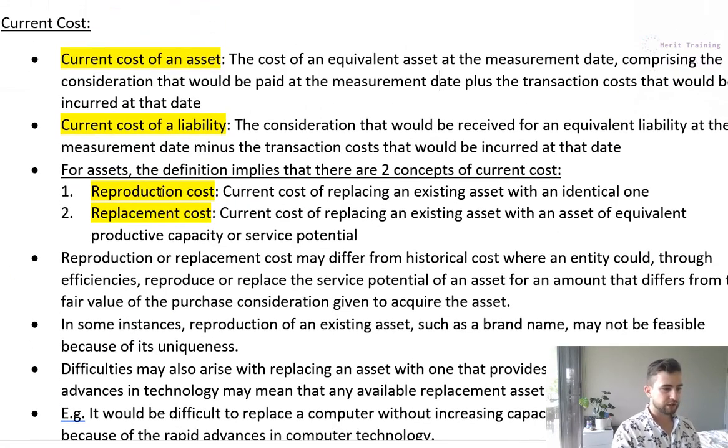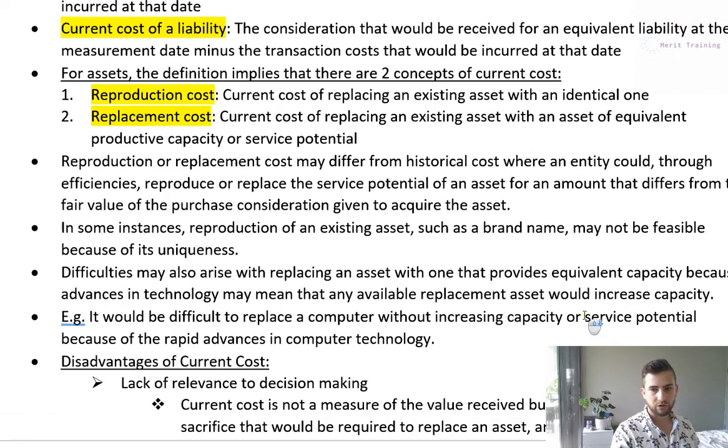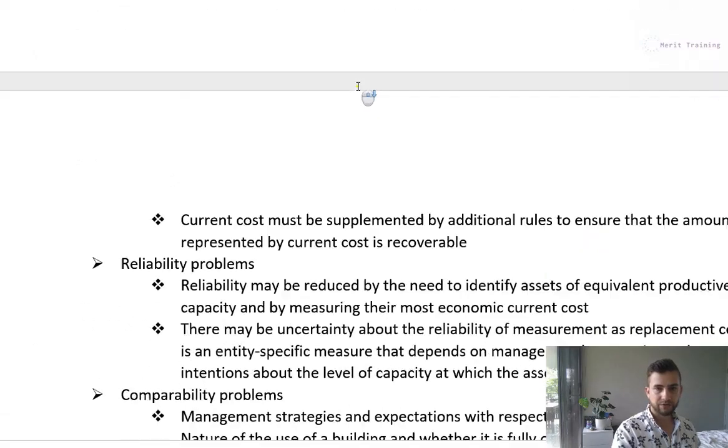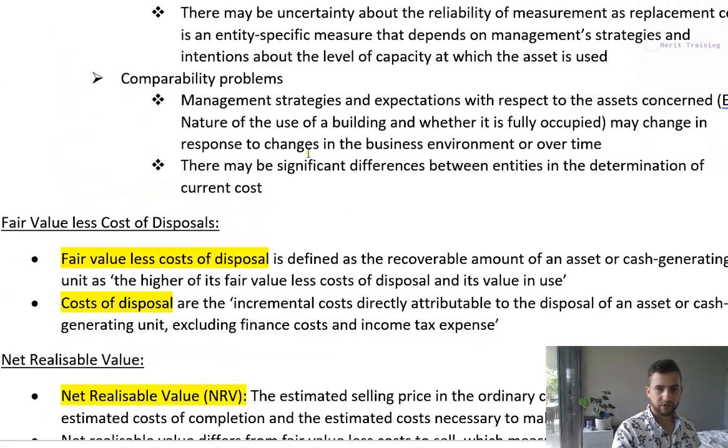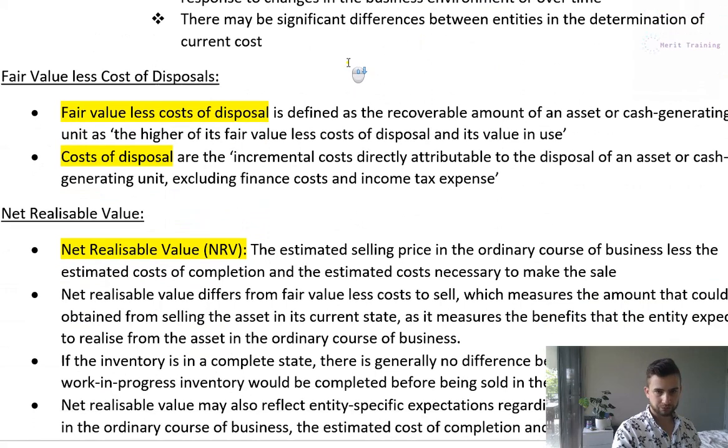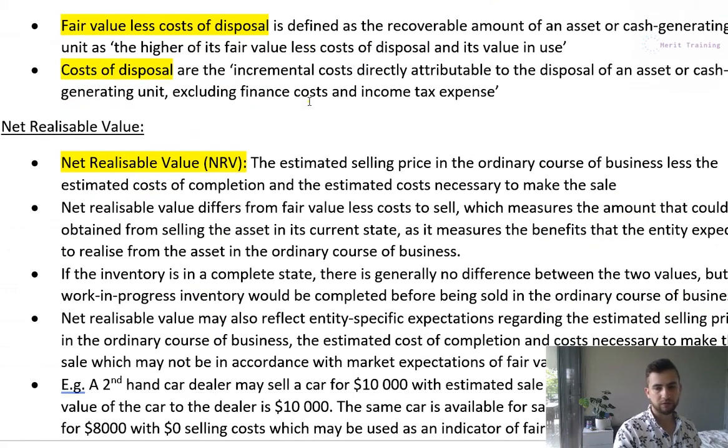For example, the reproduction cost or the replacement cost. How much would the company have to pay to get an exact replacement of that particular asset? Okay, so let's move on to fair value less cost of disposal. That's basically the same as fair value, but you also take into account the cost of disposal. I gave the example of a mine before because it's going to have significant disposal costs at the end.